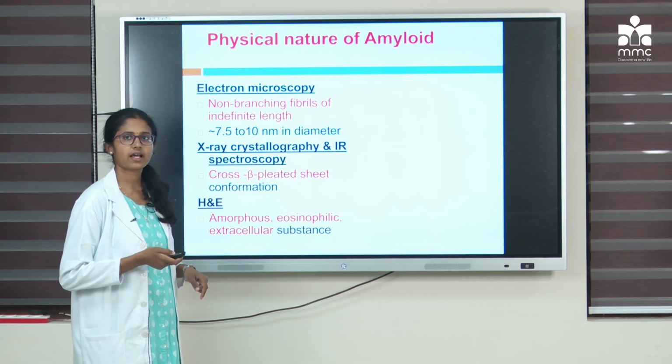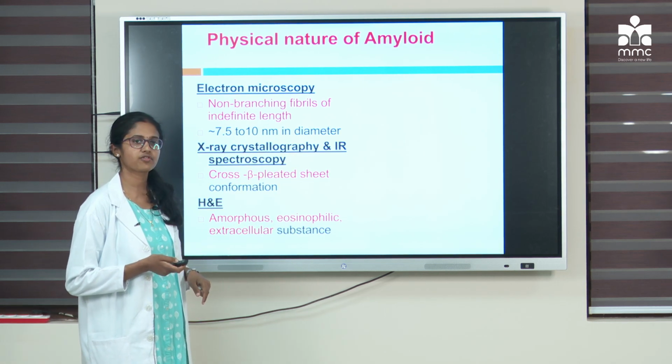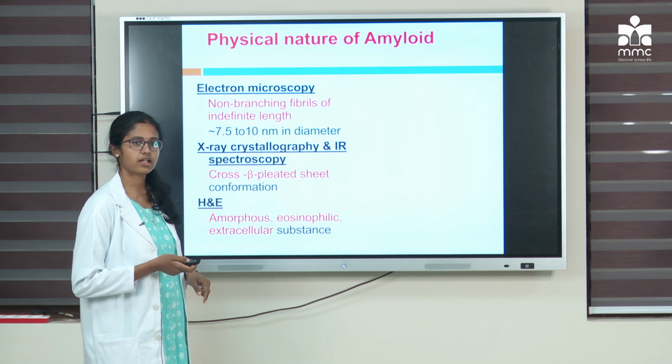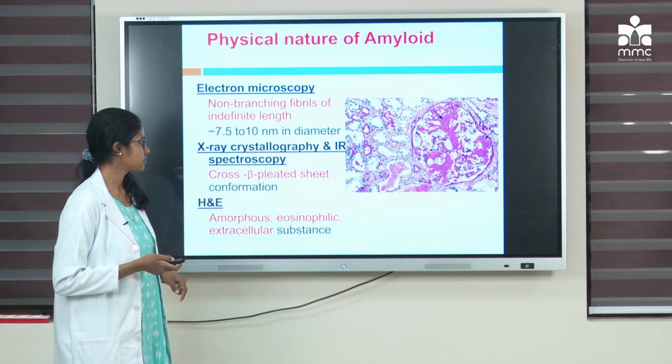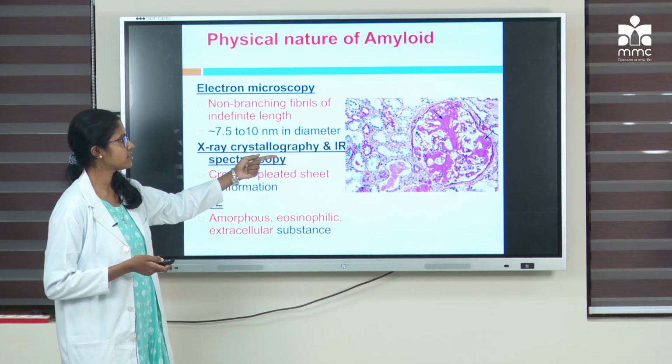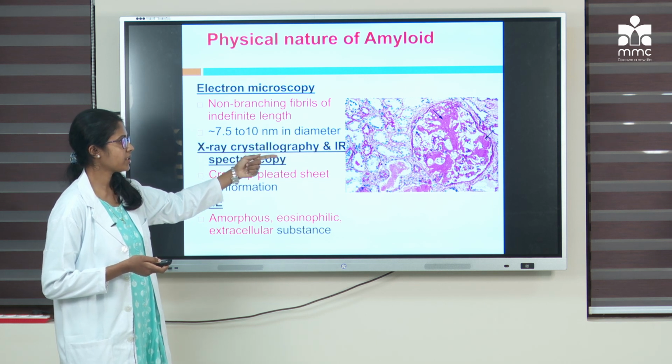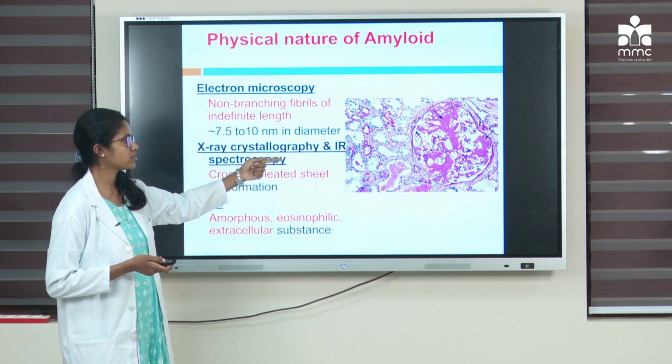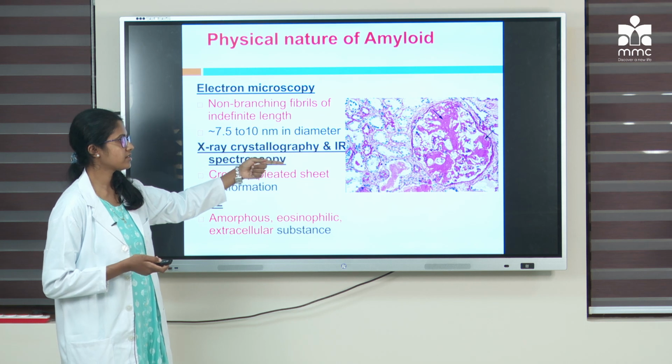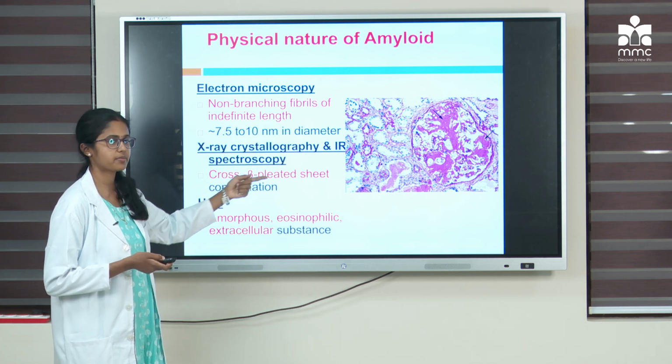And in hematoxylin and eosin stain we can see amorphous eosinophilic extracellular substance. So in this picture we can see a glomerulus, and in between the glomerular capillaries we can see the amorphous eosinophilic substance being deposited.